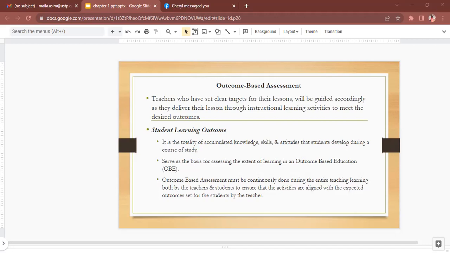So kung yung pa-activity or yung mga objectives is to let the students prepare bakery products, dapat yung activity tanan is to prepare the bakery products. That is to test if the students are very good in preparing bakery products, and those activities can be considered as outcome-based assessment.